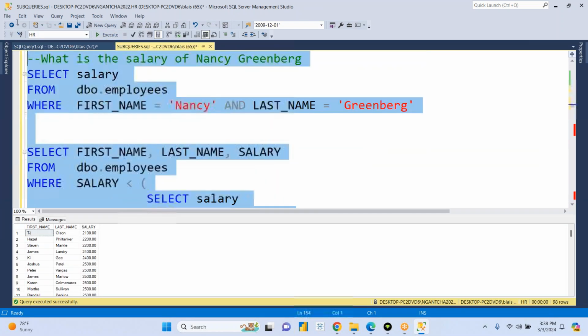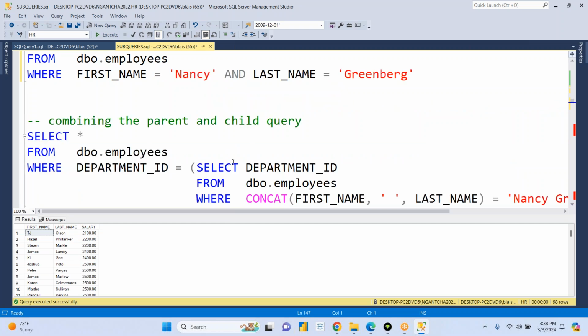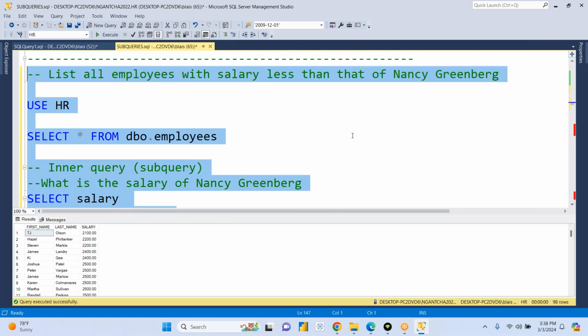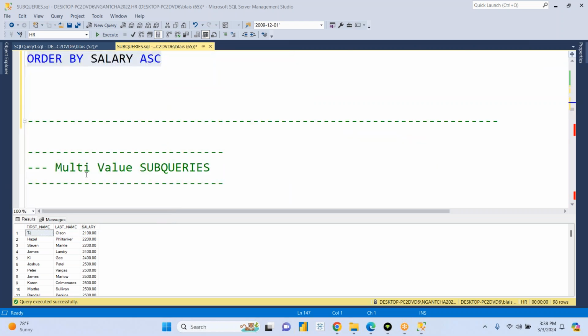Let me share this with everyone. Please add this to the requirement below what we had for the department. So this is salary one. Previously we did the department one. And I think we should take a break so you can allow this to sink in, and then we're going to get to a multi-valued subquery.